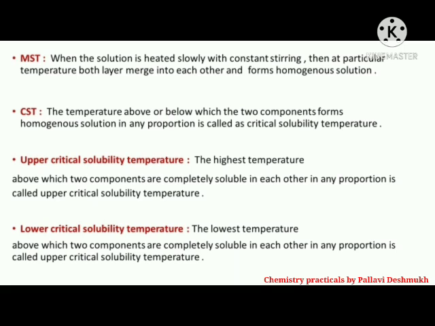Mutual solubility temperature is different for various compositions. Hence, a graph can be plotted between mutual solubility temperature and composition of the components. This graph is known as the mutual solubility curve. The different compositions having the same mutual solubility temperature are called conjugate mixtures, and the line joining those compositions is known as the tie line.